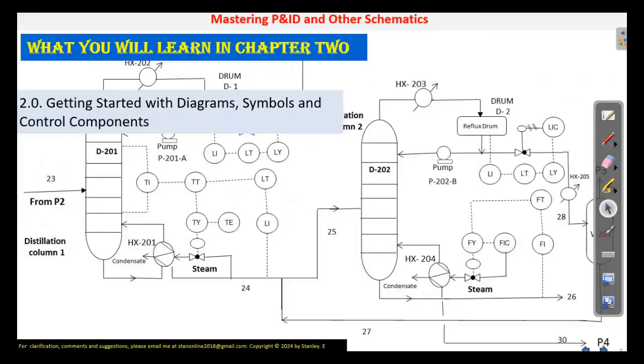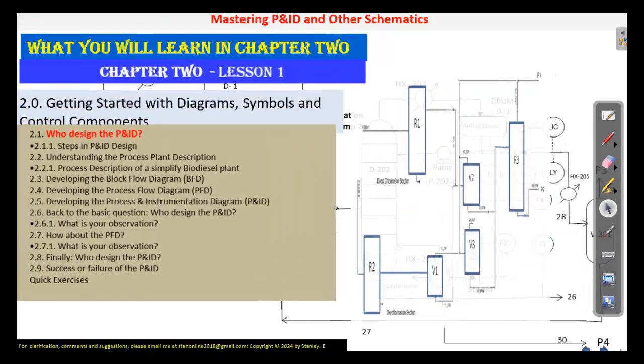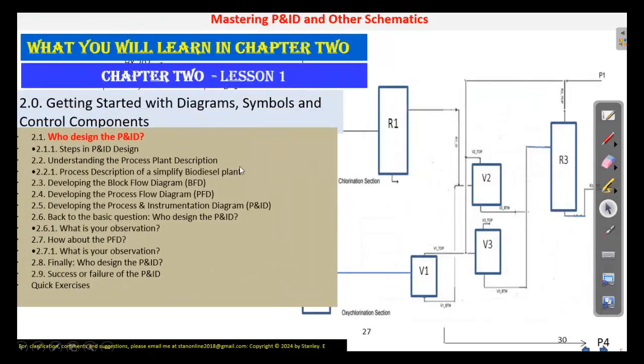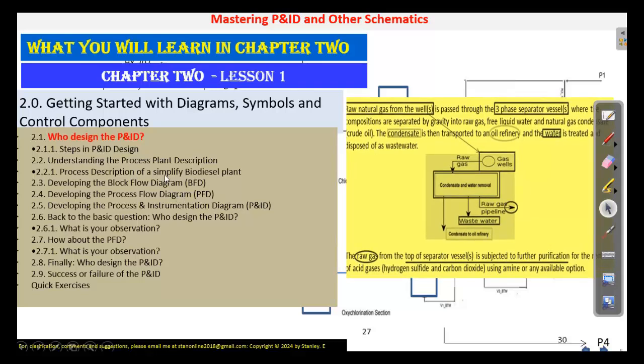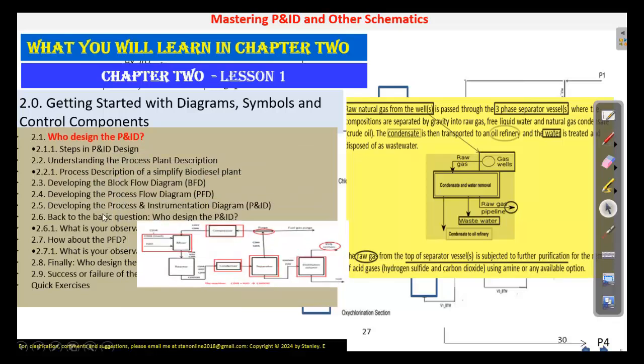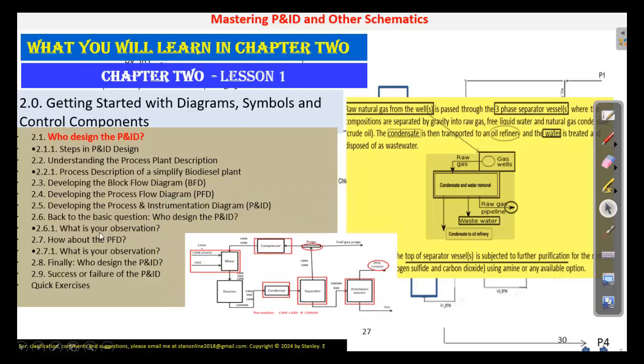What you will learn in chapter 2. In chapter 2, we are going to be looking at getting started with P&ID diagrams and control components. Who designed the P&ID? Steps in P&ID design. Understand the process plant description. Process description of a simplified biodiesel plant as an example. Developing the block flow diagrams. Developing the process flow diagrams. Developing the process and instrumentation diagram.